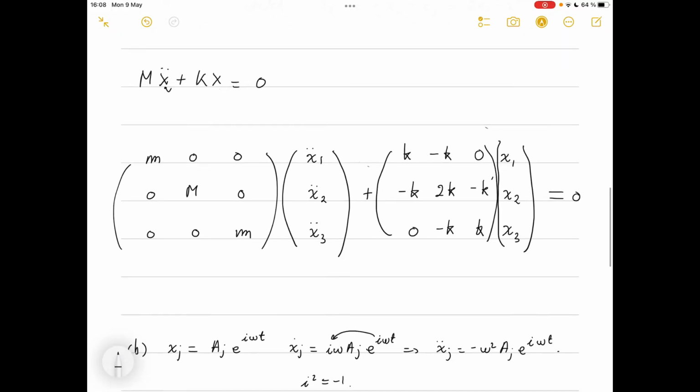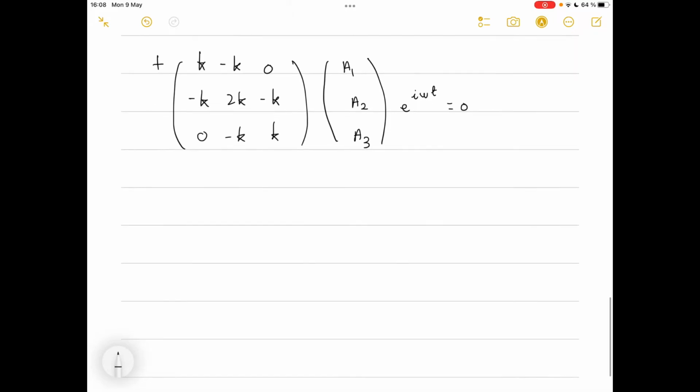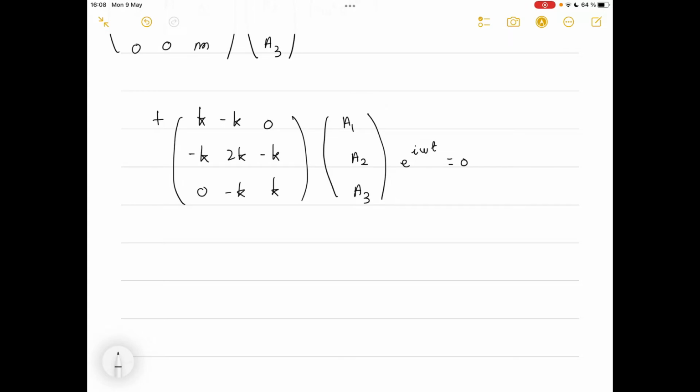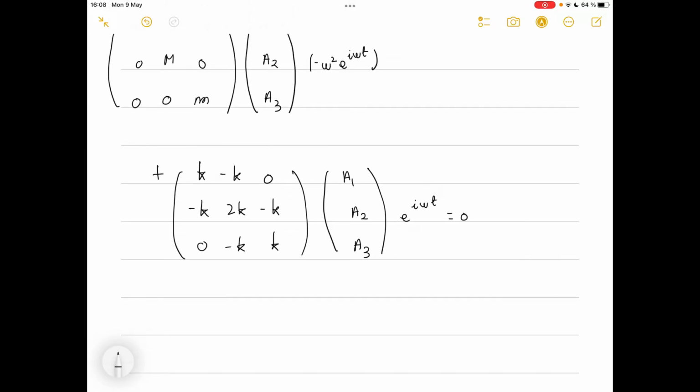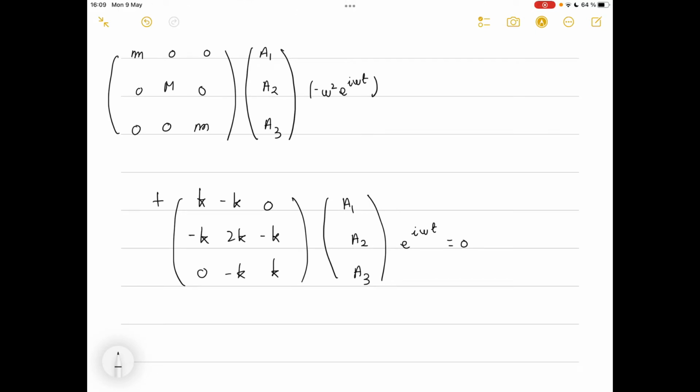Let me just double check that this is indeed correct. Yes, it is. So the first thing we can do is divide by e to the i omega t, and multiply the minus omega squared in with the vector. And we see that what this does is it effectively turns three coupled second order differential equations into one system of three linear equations, which is way easier to solve. By making this guess of the form of the solutions, we're able to find the actual solution.